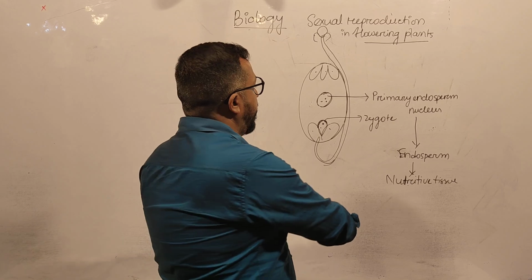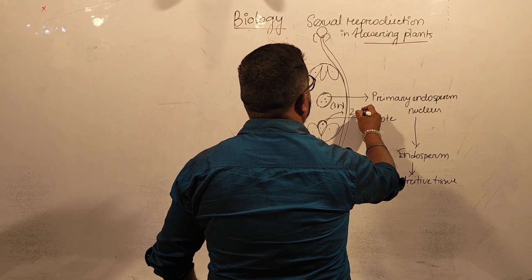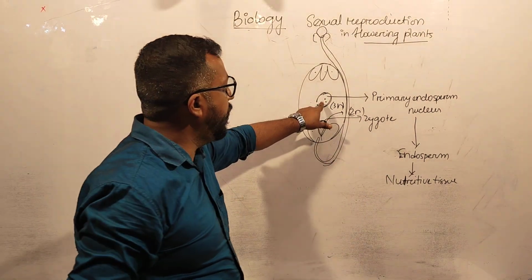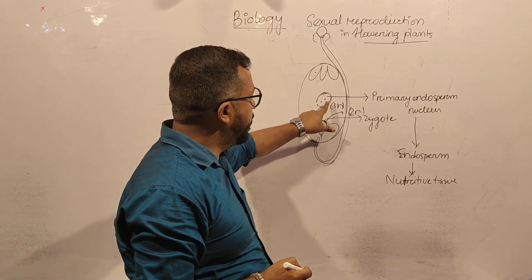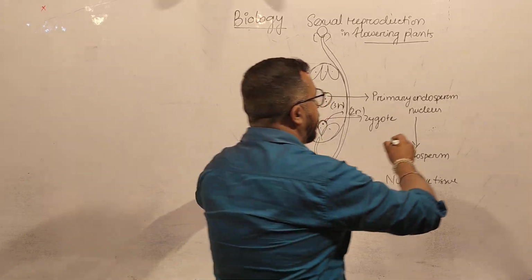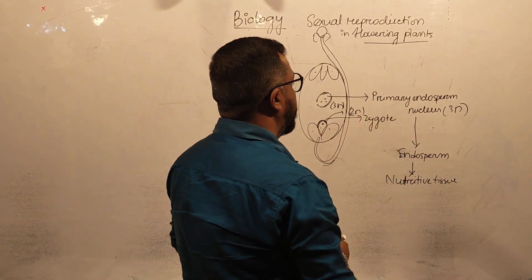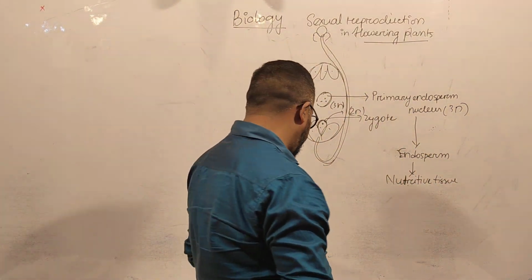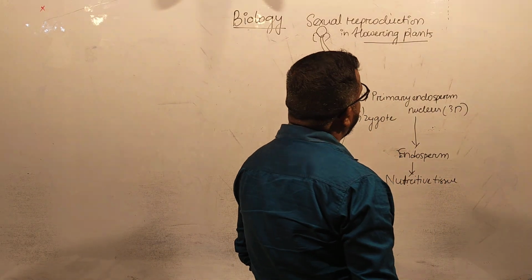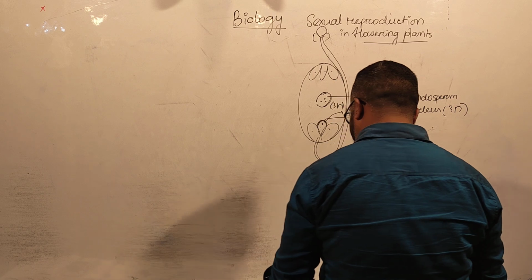So this is a triploid cell. Remember this. This is triploid, 3N, and this is diploid, 2N, because there are already two nuclei present. This is the third nucleus from the germ cell, so it has become triploid. Zygote is the diploid. Zygote ultimately is going to produce embryo, and from the embryo there is going to be production of seed.